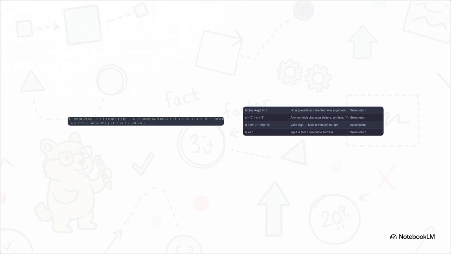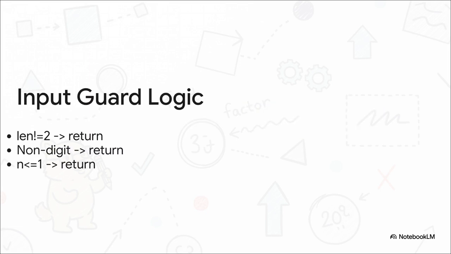No ugly panics, no messy crashes, just a completely clean exit. It explicitly lists out inputs that trigger these silent returns. And I want you to notice bullet point 2, catching non-digit characters. This naturally handles negative numbers right out of the gate, because the minus sign correctly registers as a non-digit character, instantly returning. It also filters out 0 and 1 right at the very end, since neither of those have prime factors anyway. The defensive programming here is really solid.